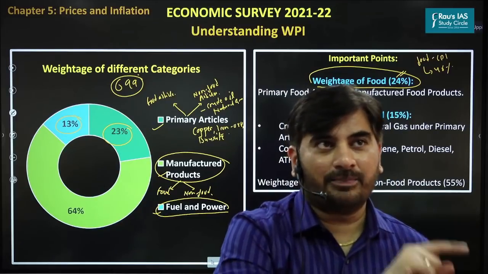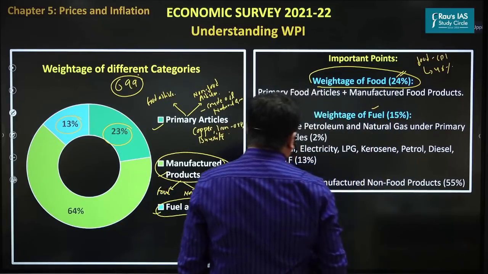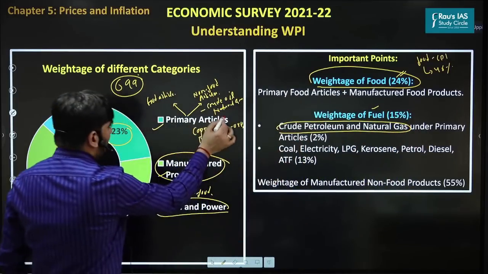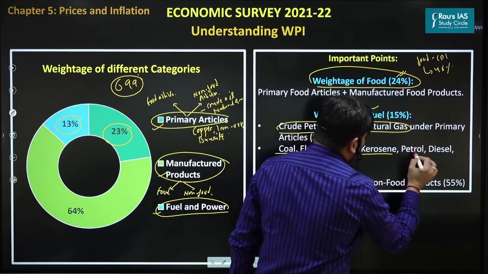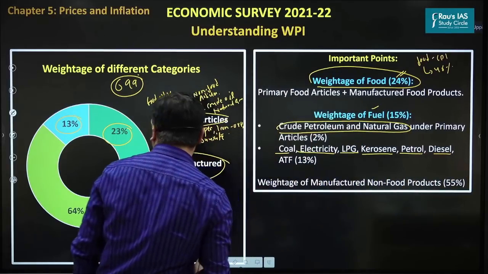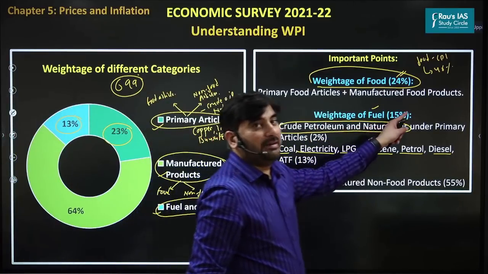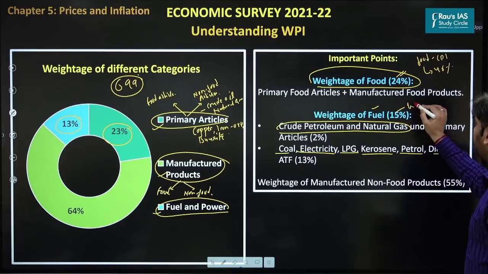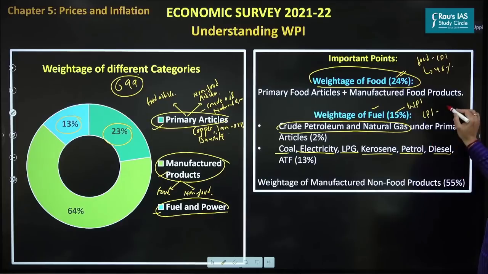Look at the second part, weightage of fuel. When I say weightage of fuel, crude petroleum and natural gas are included under the primary articles. Coal, electricity, LPG, kerosene, petrol, diesel are accounted under fuel and power. Total weightage is 15%. This is as far as WPI is concerned. But if you look at the weightage of fuel in CPI, it is approximately 9.5%.